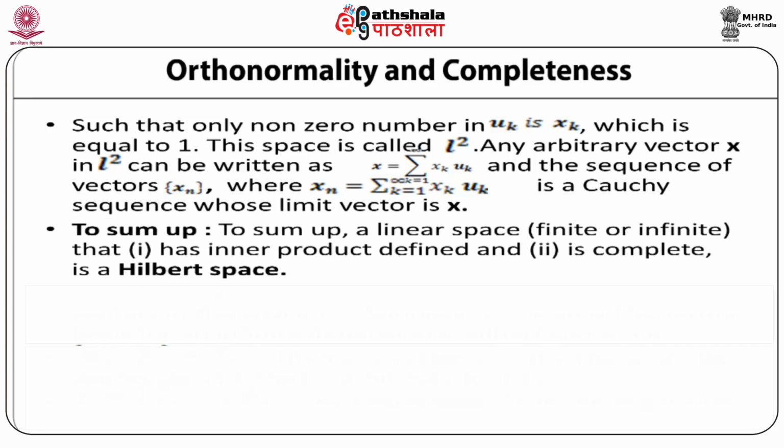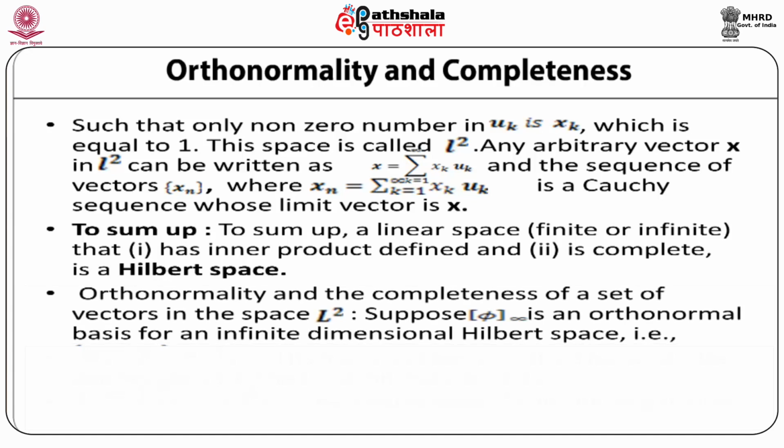So, to sum up, what we can say is a linear space, whether it is finite or infinite, that 1, has inner product defined and 2, is complete, is called a Hilbert space. So in this manner, we can define what a Hilbert space is. Basically, a Hilbert space is a linear vector space which may be finite or infinite, but which has 1, its inner product defined, and 2, which is complete or follows the property of completeness.